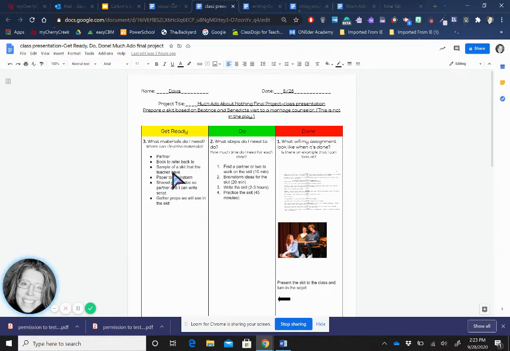So to get ready, I'm going to need to find a partner. I'm going to need the book, sample. The teacher usually gives samples of things. The paper. I'm going to need to share a Google Doc with my partner so we can write the script. And I'm going to need to gather any props we use. This probably over time will get longer because maybe the props I wanted I might have to make or something like this. So this could potentially be a lot longer.